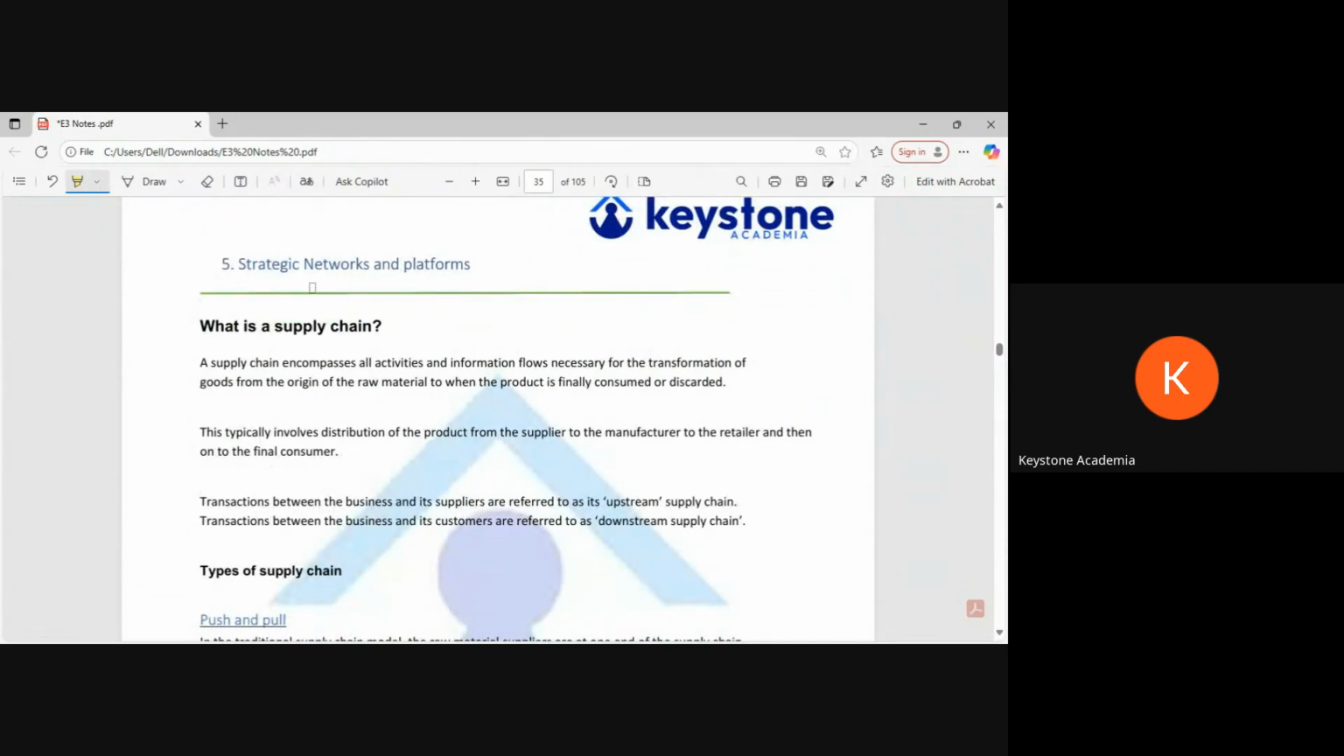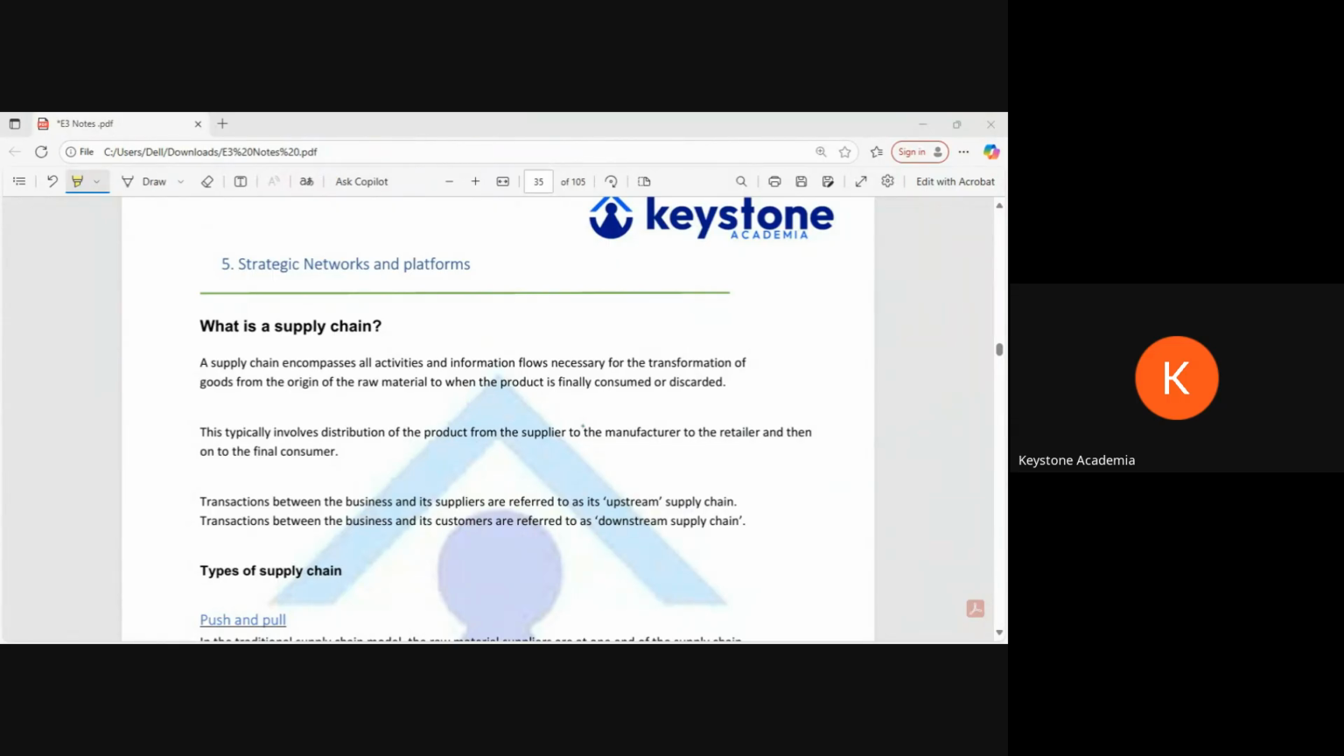Number 5 is strategic networks and platform. So this is about supply chain. This is important in our case. This is what we have seen in the industry analysis also. So what is supply chain? Technically, supply chain is from the start to the end consumer. For example, let's say a company is making chocolate. You start with the farmers when they're growing cocoa, then ultimately the consumer is buying from the retail. So that is the entire supply chain.